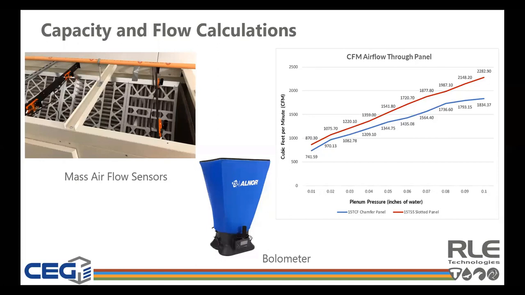In this case, the panel represented by the red line outperforms the panel represented by the blue line just slightly, but that performance increases as pressure increases. So if you know your plenum pressure, if you're monitoring your plenum pressure, you can definitely look at one of these charts and relatively quickly understand how many panels you'll need to satisfy the cooling load in a given aisle.